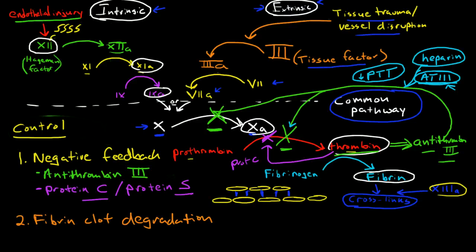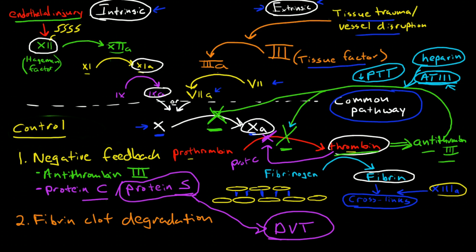Now, interestingly enough, if you have a patient that has thromboembolic disease that is getting DVTs, there are a bunch of tests that we will check to see why they have this procoagulant condition, and it is actually fairly common to have a deficiency of protein S. So we have a deficient negative feedback system that is keeping clotting from getting out of control. Okay, so those are the negative feedback systems, and then we also have the fibrin clot degradation system.